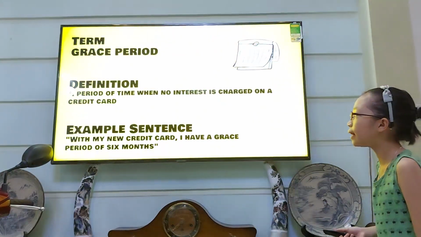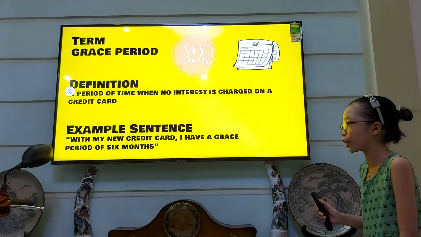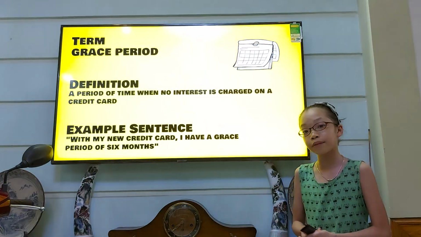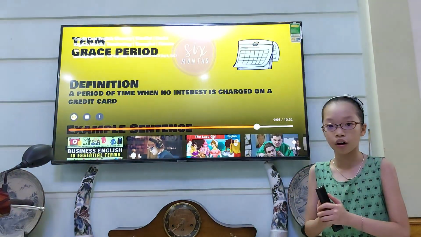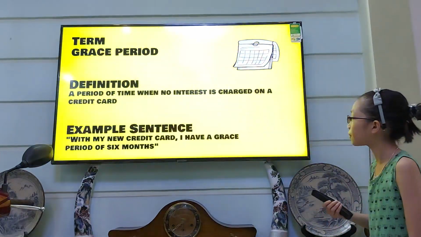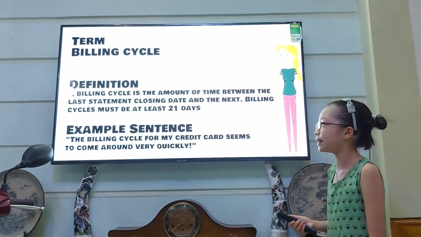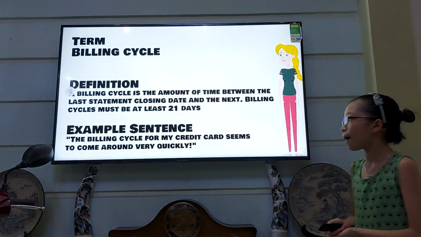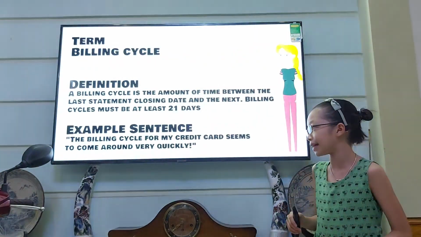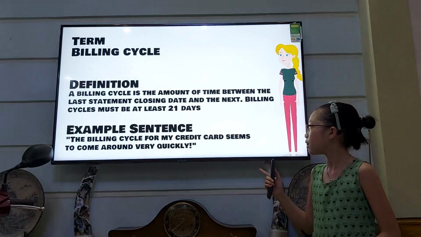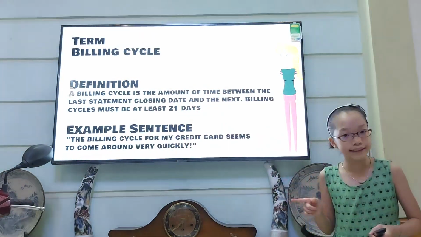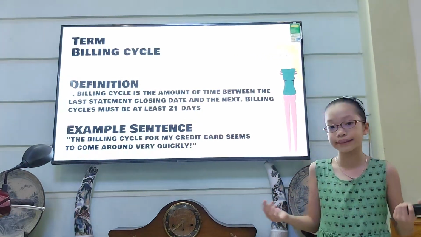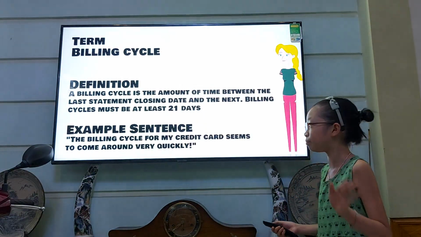Grace period, a period of time when no interest is charged on a credit card. With my new credit card, I have a grace period of 6 months. You don't have to pay anything or charge anything with your new credit card for 6 months. Billing cycle. A billing cycle is the amount of time between the last statement closing date and the next. A billing cycle must be at least 21 days. And the billing cycle for my credit card seemed to come around very quickly. You have to pay your credit card bill, so it comes around really quickly, about 21 days. Every 21 days you have to pay it.